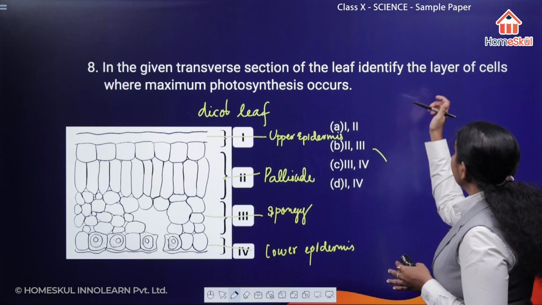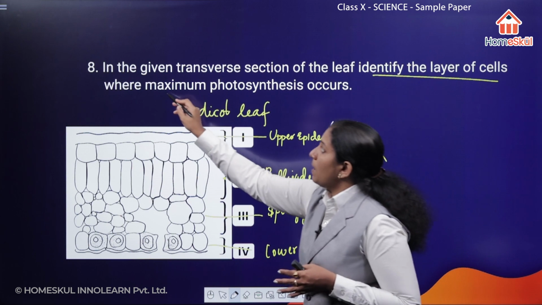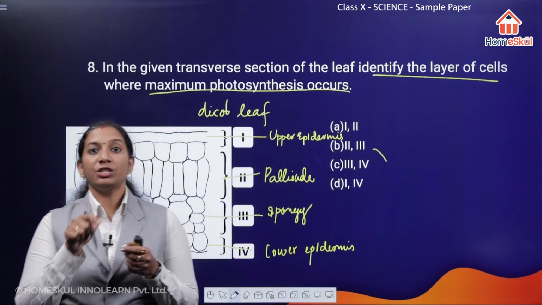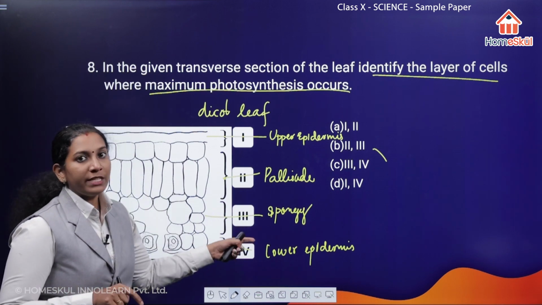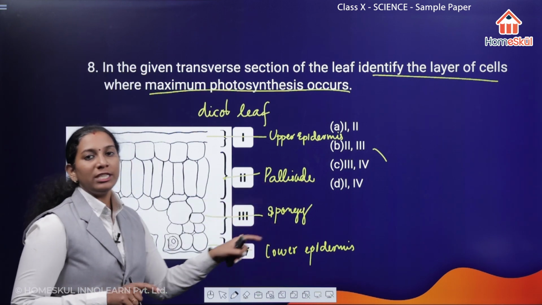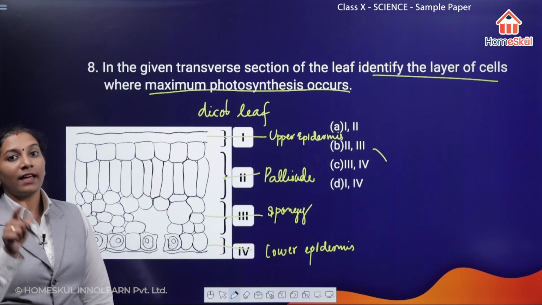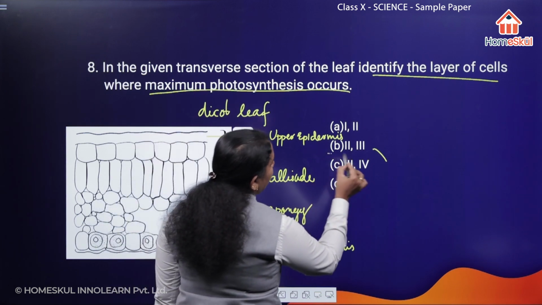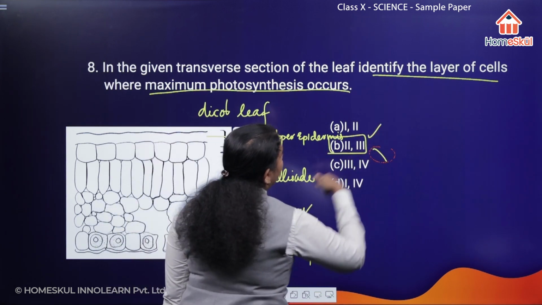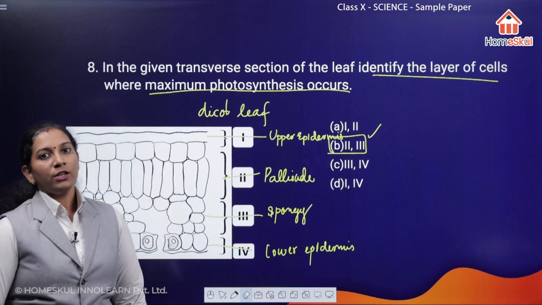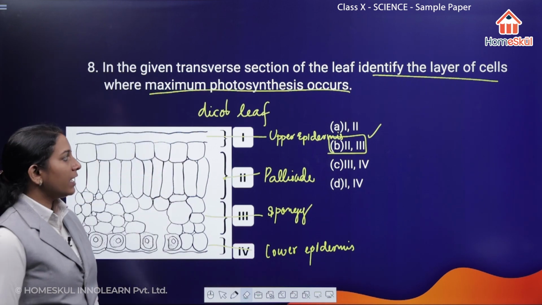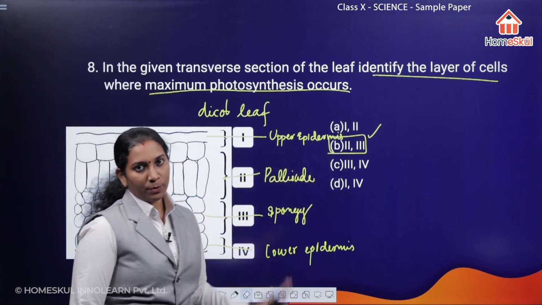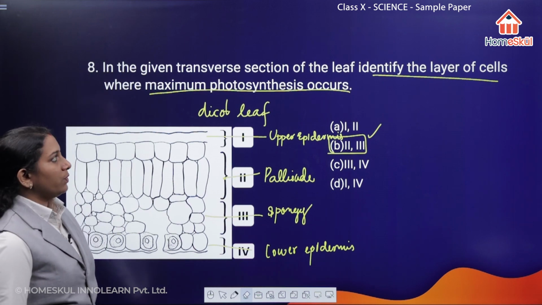And the question is, identify the layer of cells where maximum photosynthesis occurs. So, maximum photosynthesis will occur in which kind of cells? That you know, the mesophyll cells, right? The palisade and the spongy mesophyll cells. Okay, they are actually the site of photosynthesis. So you can choose the option as 2 and 3. Okay, that is 2 and 3. So, this will be the correct option for this question. Okay, so this is actually a 1 mark question, right? It is an MCQ type question, so you can just choose the options from this figure, right? Which is very simple.